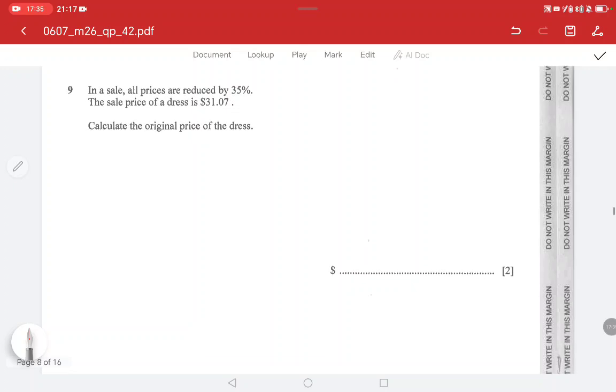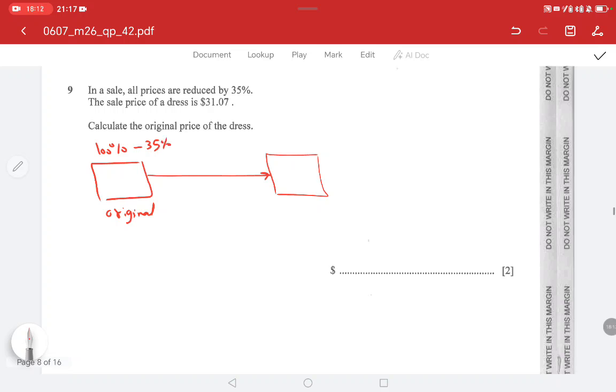Here, we are talking about increasing and decreasing by percentage and reverse percentage. They said that in a sale, all prices are reduced by 35%. The sale price of a dress is $31.07. Calculate the original price. We assume that the original is 100%, and this original is decreased by 35%, so minus, it will give me 65%. 65% is the same as 0.65.